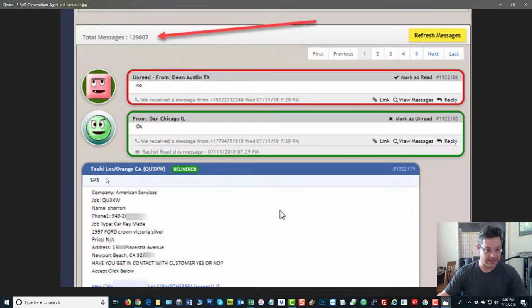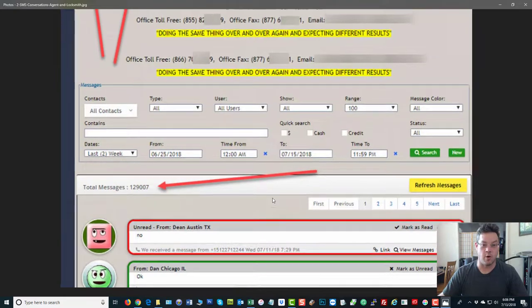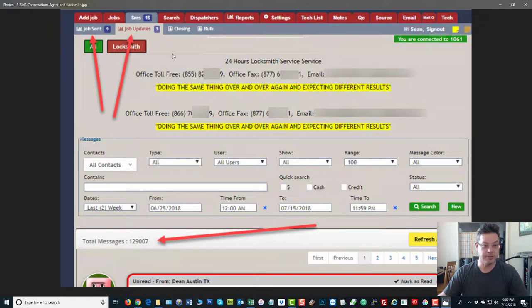And it's stuff like this, whoever it is, whatever the job is for. Have you gotten in contact with the customer? Yes or no. Click to accept, and so on. And they're staying on top of it to get these things locked in. That's how they get their sales, right? I was pretty impressed to notice that these numbers are changing in real time while we were going through this.